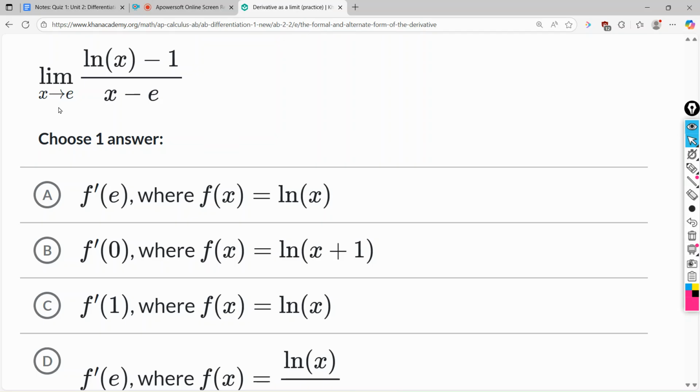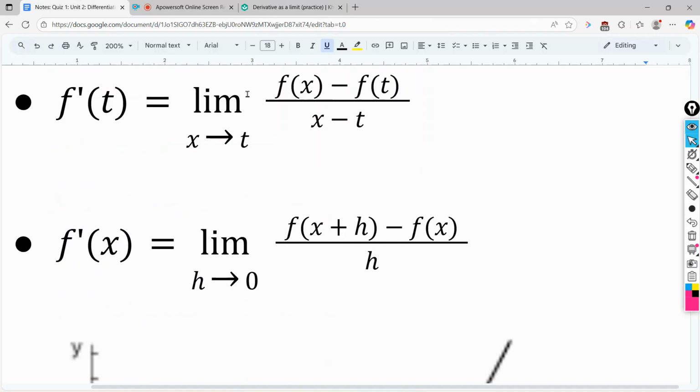All right, here's our original. Limit as x approaches e. Here's our function. Here's our answers. First, we want to find out which form this is in. We're not dividing by h. It's minus on the top, minus on the bottom. We're not dividing by h. So clearly, we are using this one right here, not this one. Okay, we're using this one here.